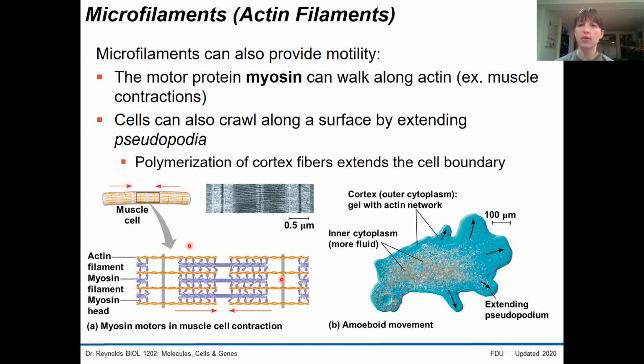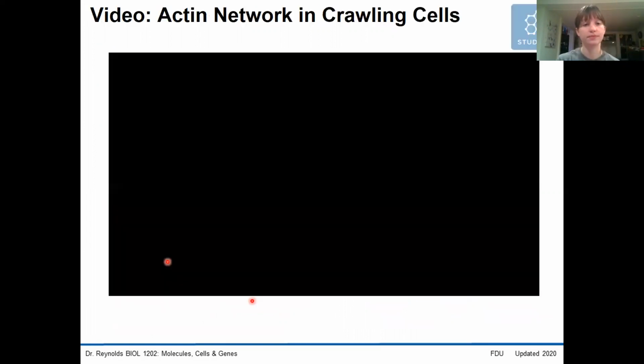Pseudopodia, which is, for example, the amoeba that you see here on the bottom, move the cell, but they do so in a unique way. They don't look like cilia or flagella. They actually have protrusions where the cortex of the cell expands by polymerizing new microfilament fibers, adding actin, and extending the boundary of those cells.